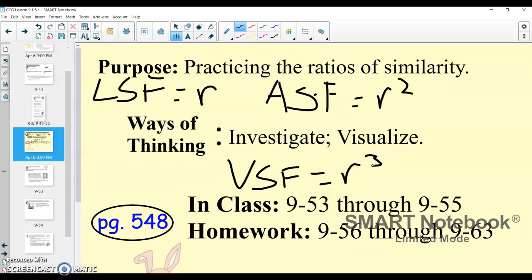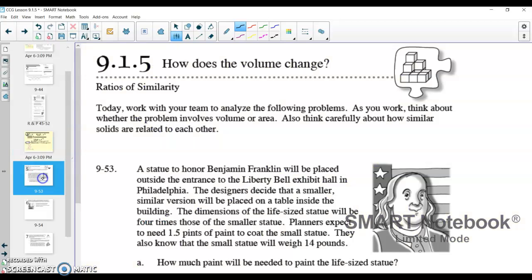Okay, and what we can do then is, if we have one volume and we want to go to the bigger volume, we know the volume, we might know a linear scale factor, and so we just multiply that volume by the linear scale factor cubed, and we can get our new volume, and we'll see that today as we practice it. So let's get into it.